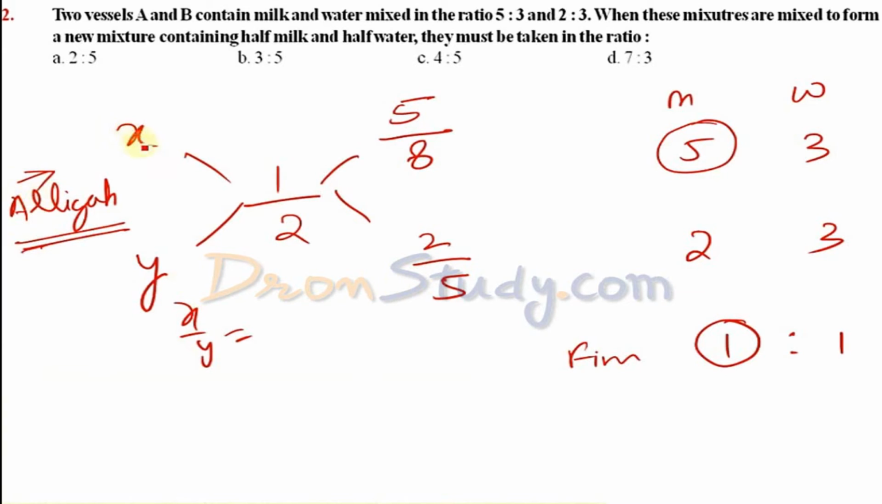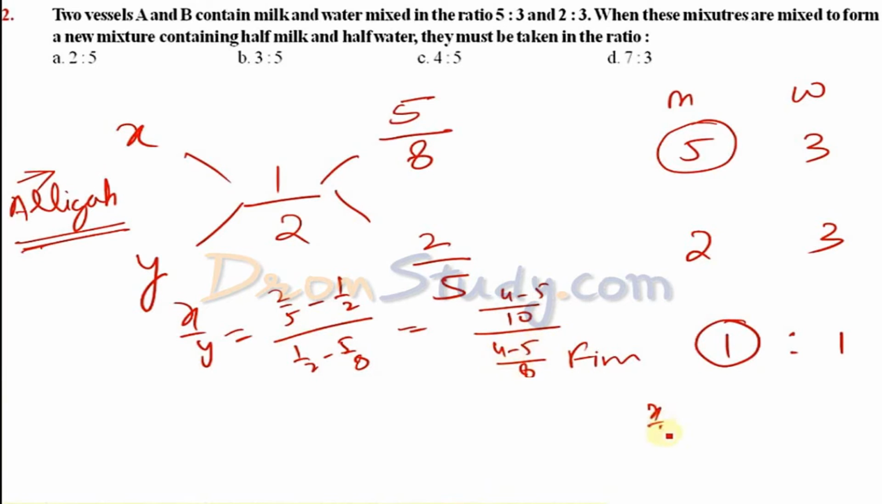Now in front of x it would be 2/5 minus 1/2, and here it would be 1/2 minus 5/8. Now LCM is 10, it would be 4 minus 5. Here LCM is 8, it would be 4 minus 5. So finally x upon y is minus 1 upon 10 upon minus 1 upon 8, or it would be 8 upon 10 or 4:5. So the answer is C option.